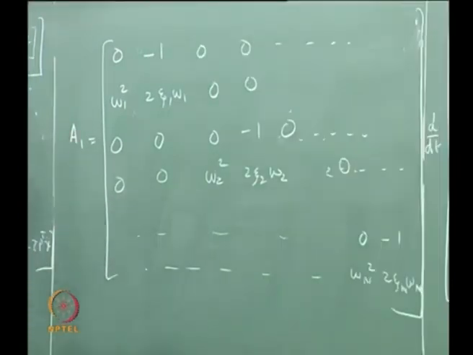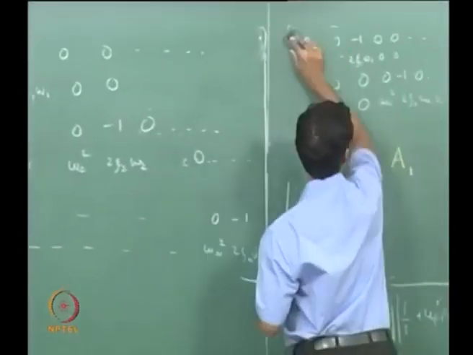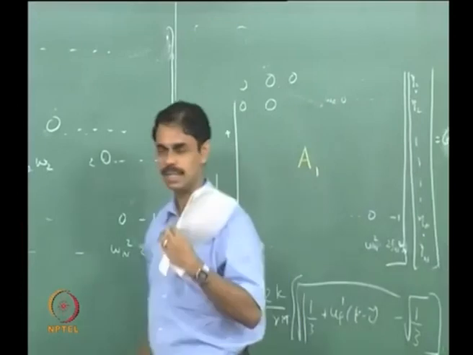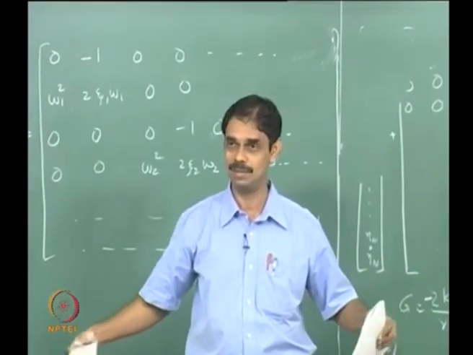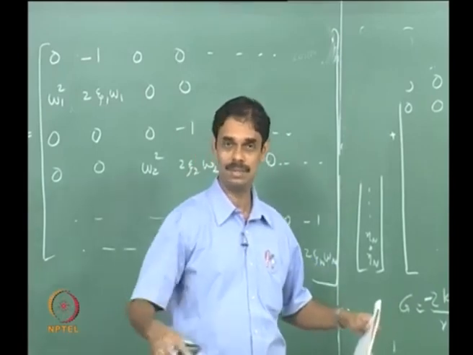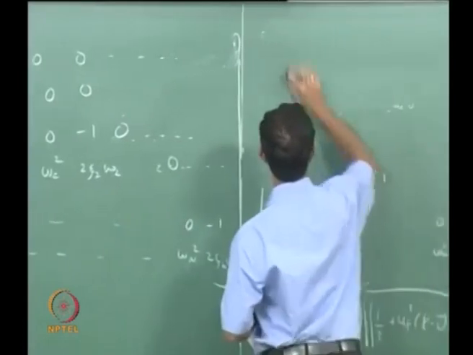So given that this is A1, my objective here is doing it step by step, because I could do the whole thing in one step, but then it may be very confusing. So once you do this, the next time onwards you can do it much faster, okay. I am purposely going slow.